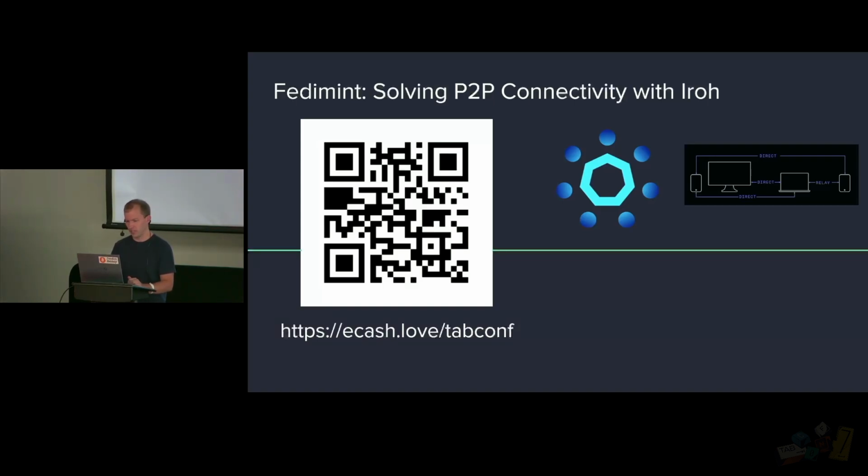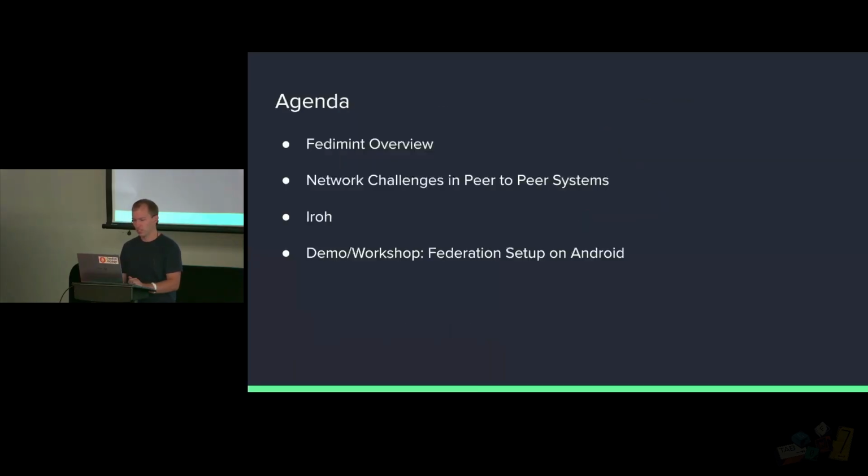Okay, let's dive in. What is Fedimint? What is Iroh? Like I said, just as an agenda for the overview, we're going to do a quick Fedimint overview. What is Fedimint? What is eCash? This whole talk is just going to focus on the networking side of Fedimint. So we'll talk about some networking challenges in peer-to-peer systems in general. Then we'll get into Iroh, like what is Iroh and what problems does it solve in Fedimint. And then at the end we'll do the demo workshop, and the workshop is going to be setting up a federation. I'll do 3 guardians on my computer, and I'm going to do 1 on my phone. So it'll kind of showcase what Iroh can do in terms of connecting peers together.